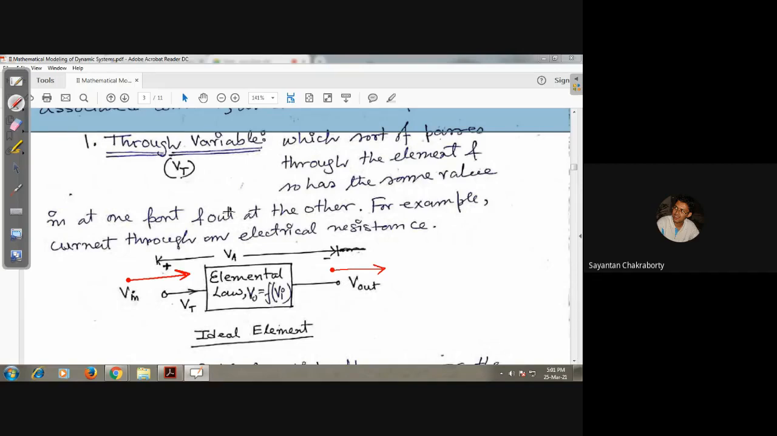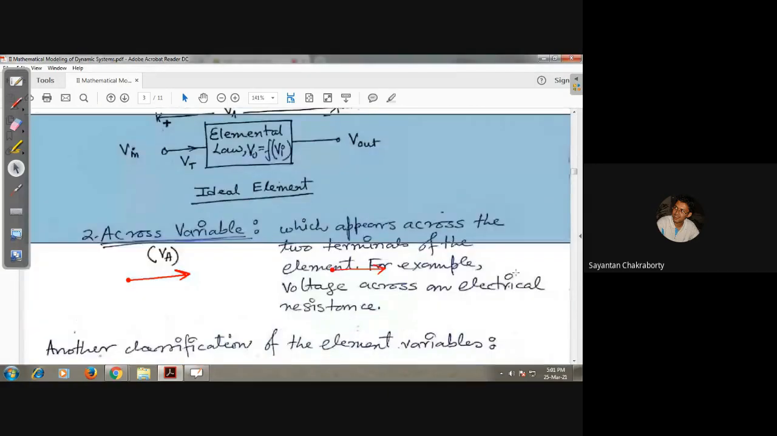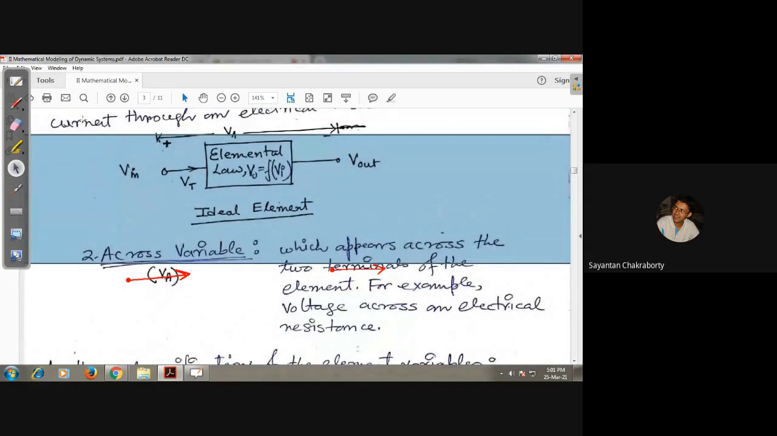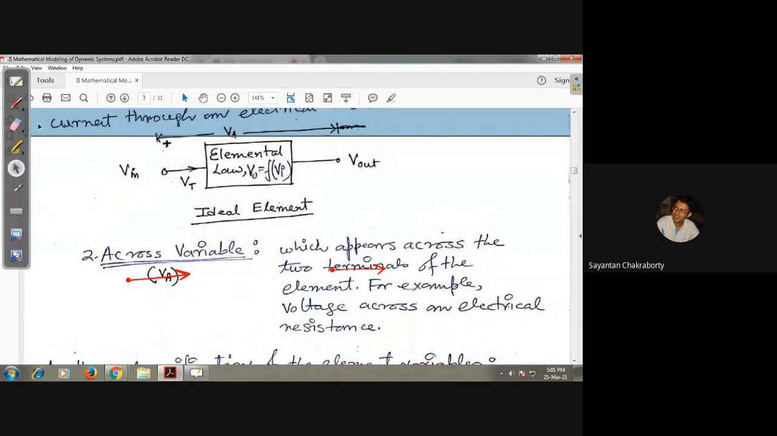Another one will be your across variable. What is the across variable then? Across variable is that which appears across the element. How?